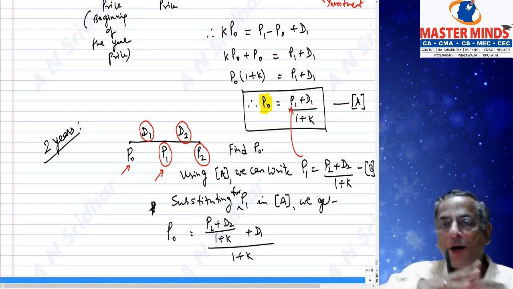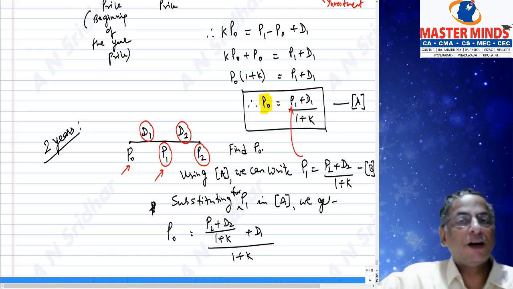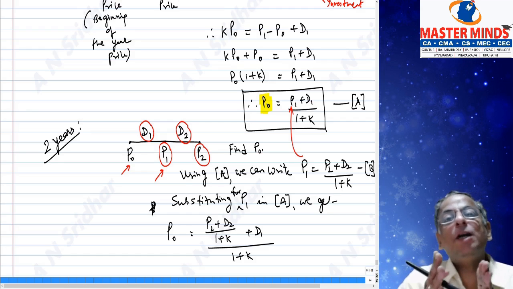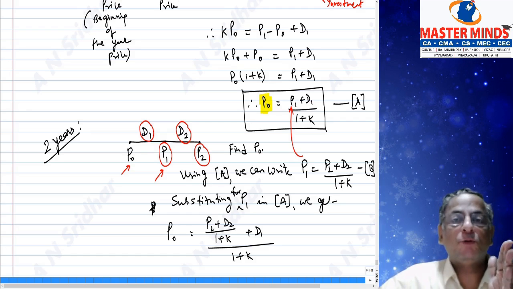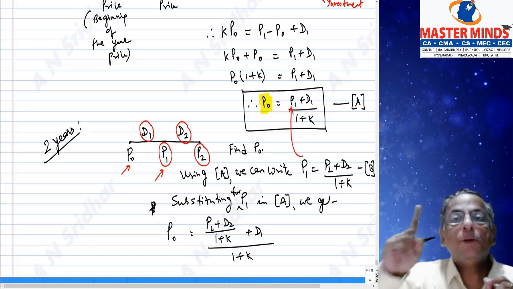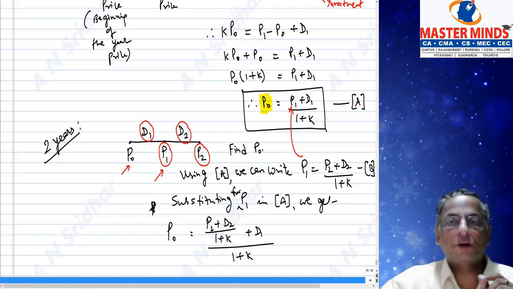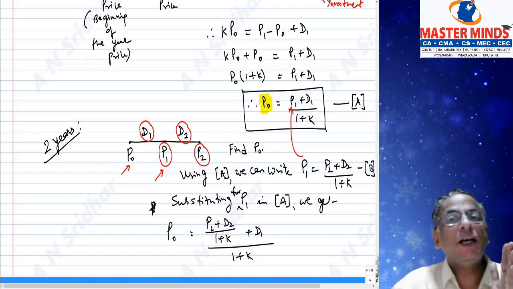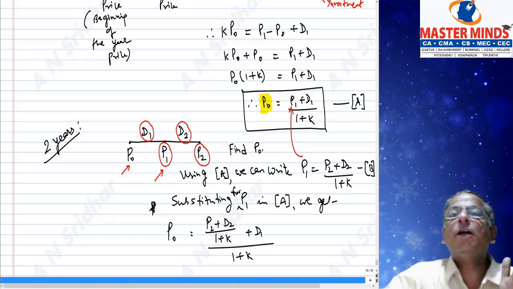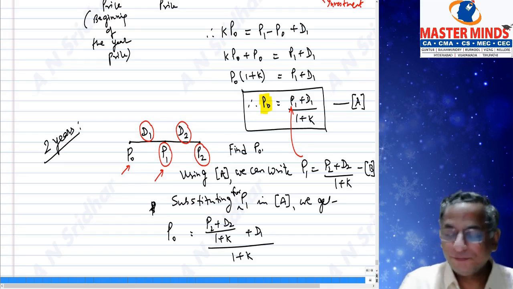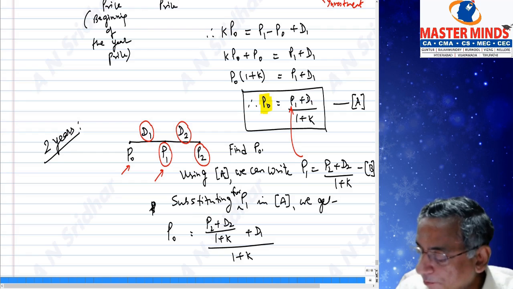It's a 2 year investment now. So by writing this, we have linked P0 and P2. P0 is priced today. P2 is priced at the end of 2 years. So we have got a linkage, and this can be used to study 2 year investment. Just see here now.